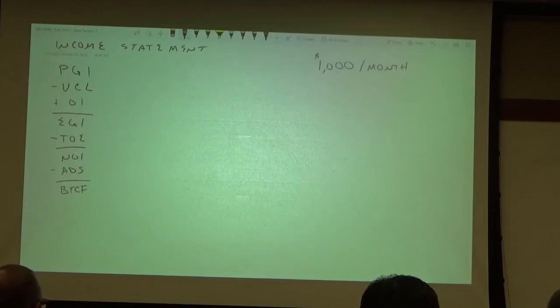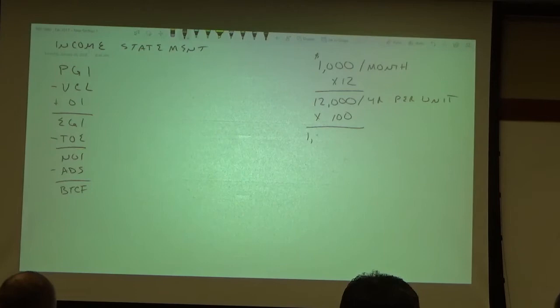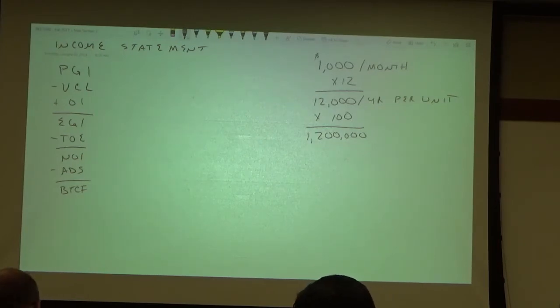So per year, we're going to need to multiply that by 12. So $12,000 a year per unit. Okay, how many units do we want to have? Keep it simple, 100 units. So 100 units, that's going to give us what, 1.2 million? Is that right? Make sure I don't screw it up. I should only have to add 2 zeros. Yep, that's okay. So that should be our PGI.